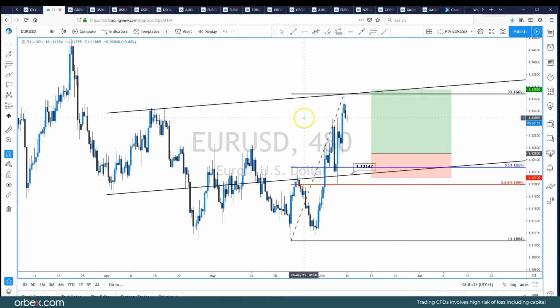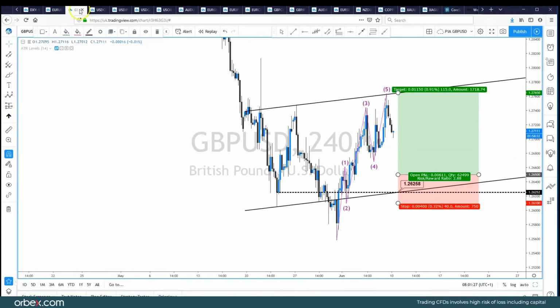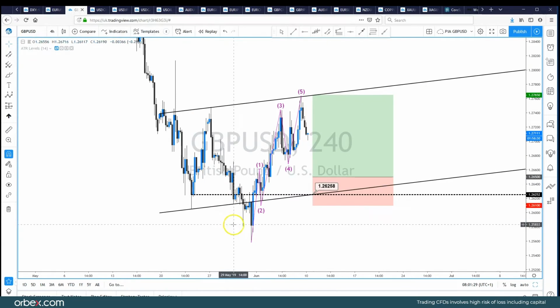So potentially with that move higher in the dollar, potentially a move lower in euro dollar. Sterling dollar pretty similar, could potentially be a 5-wave completion to the upside. Been quite a strong correction lower in cable overnight.